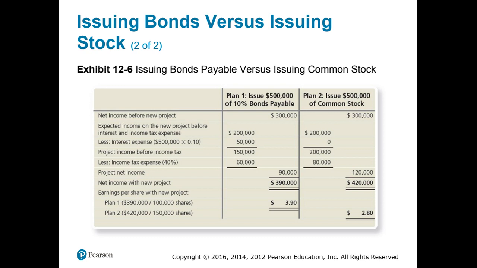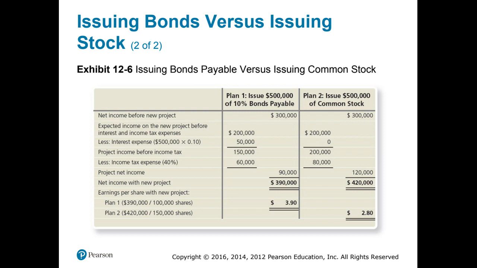So here we are issuing bonds payable versus issuing common stock. This is a good example to refer back to. So we're comparing the two different types. We started with 300,000 in both. In plan 1, we issue 500,000 of 10% bonds payable. In plan 2, we issue 500,000 of common stock. Net income before the new project for both of these is 300,000. Our expected income on the new project before interest and income taxes is 200,000 for both.